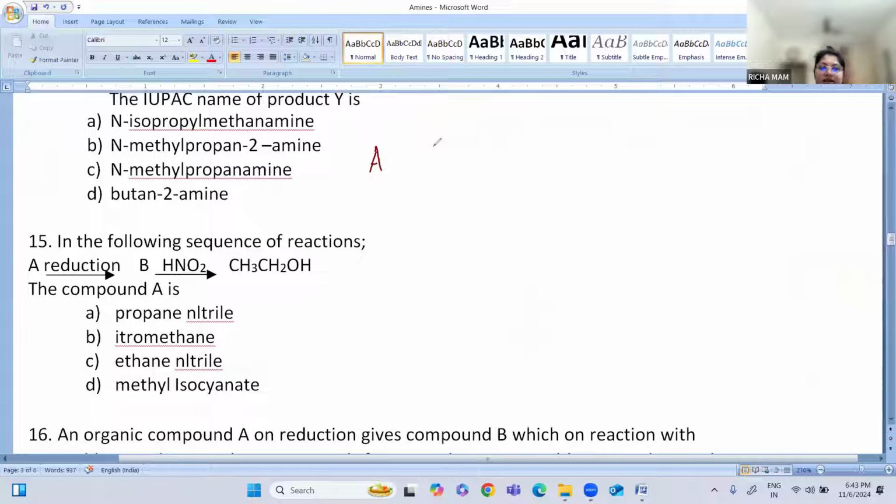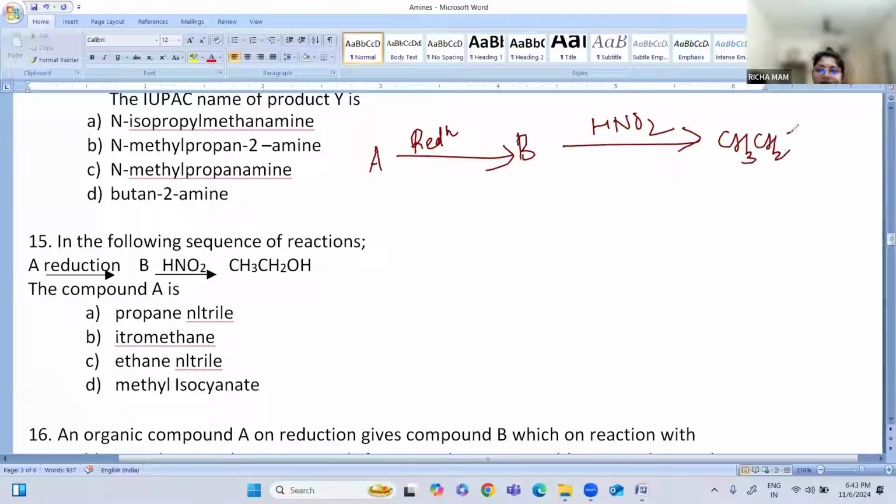On A, we are doing reduction. Then we are going to get B. Further, we are treating it with HNO2 to get ethanol. So they have asked what is compound A.